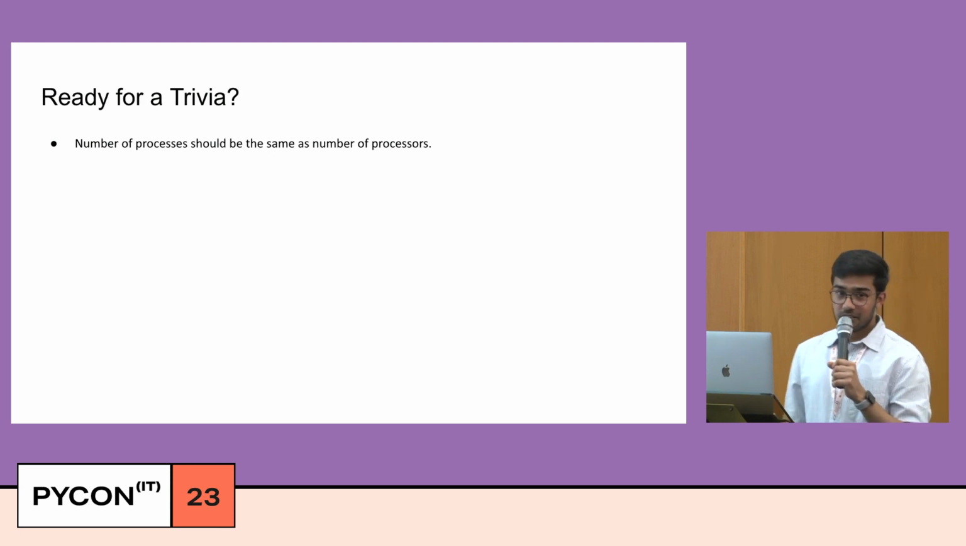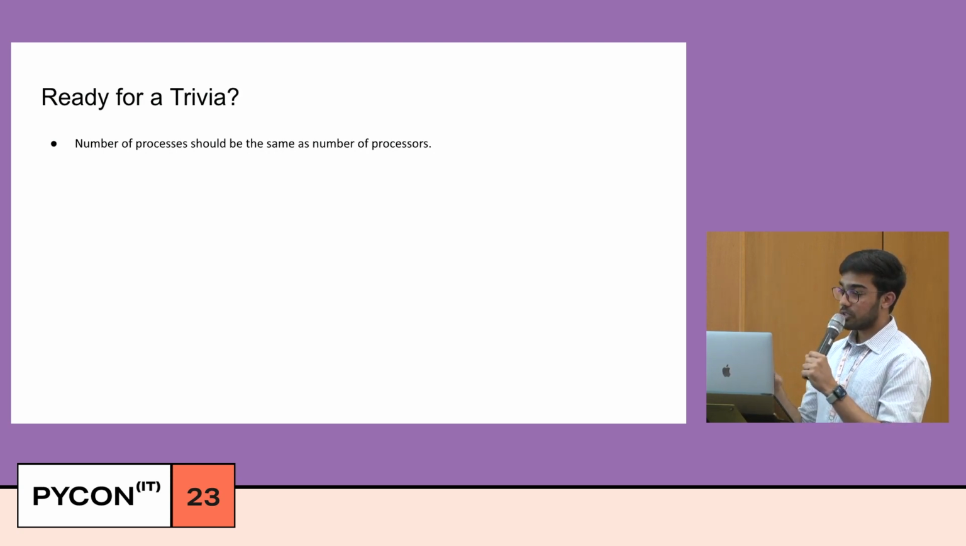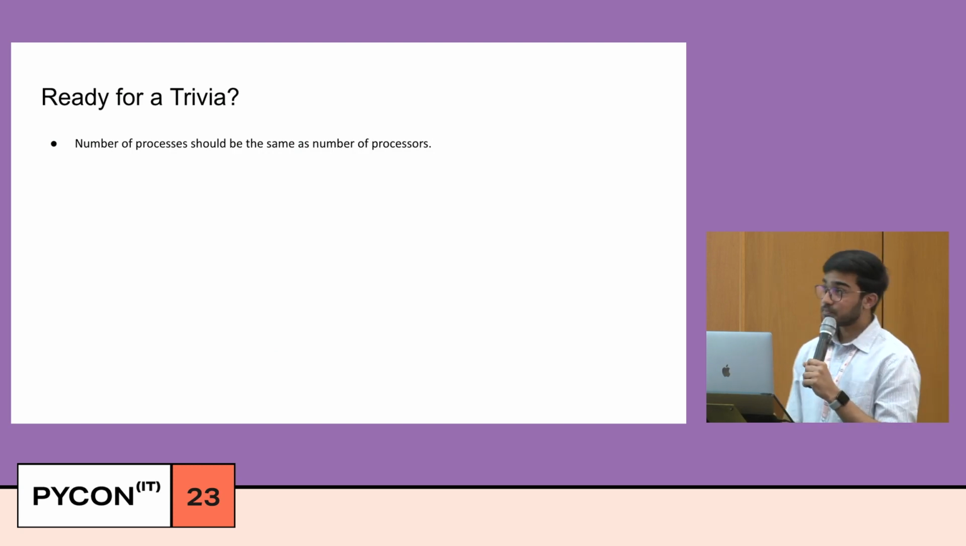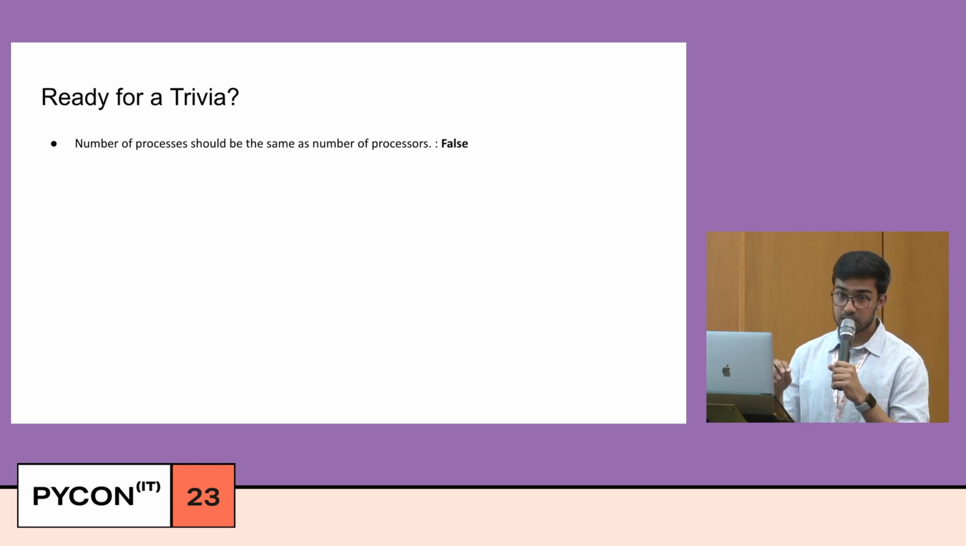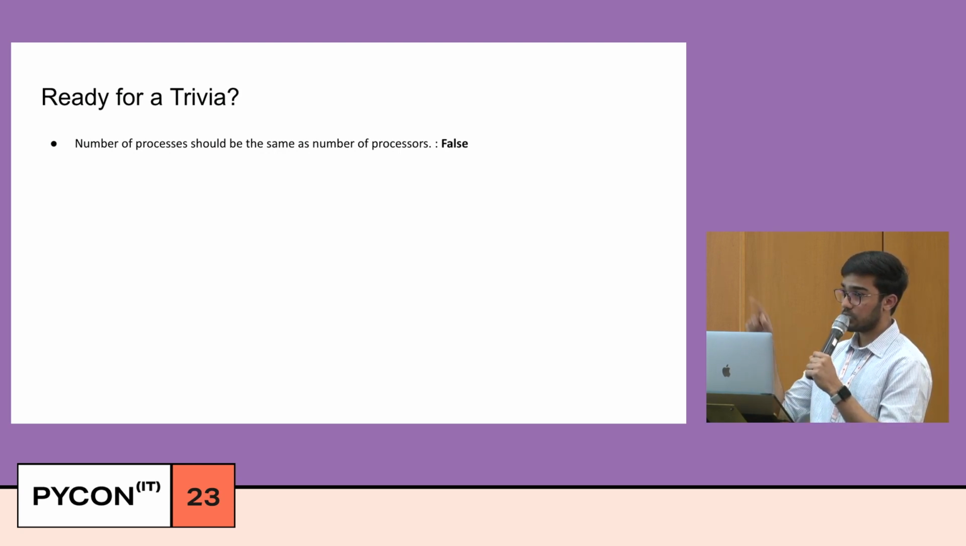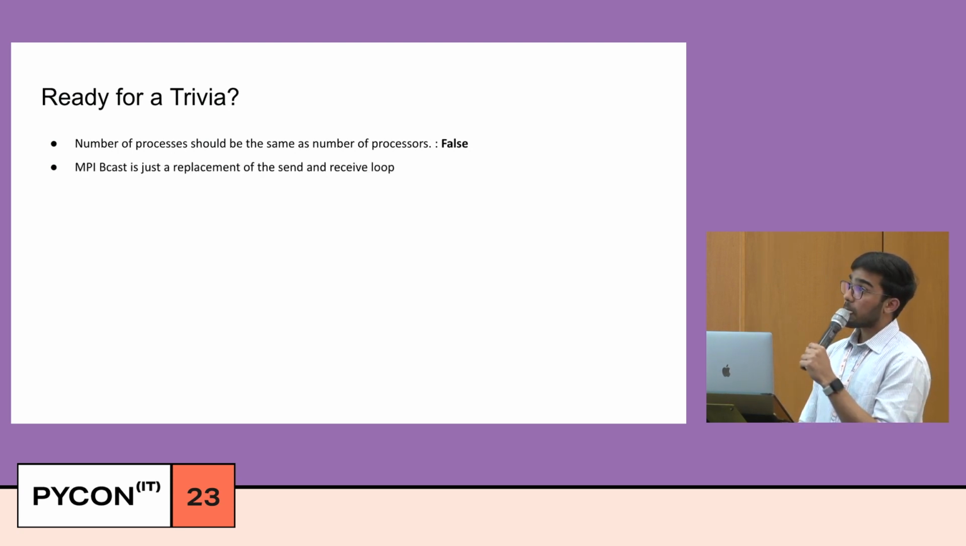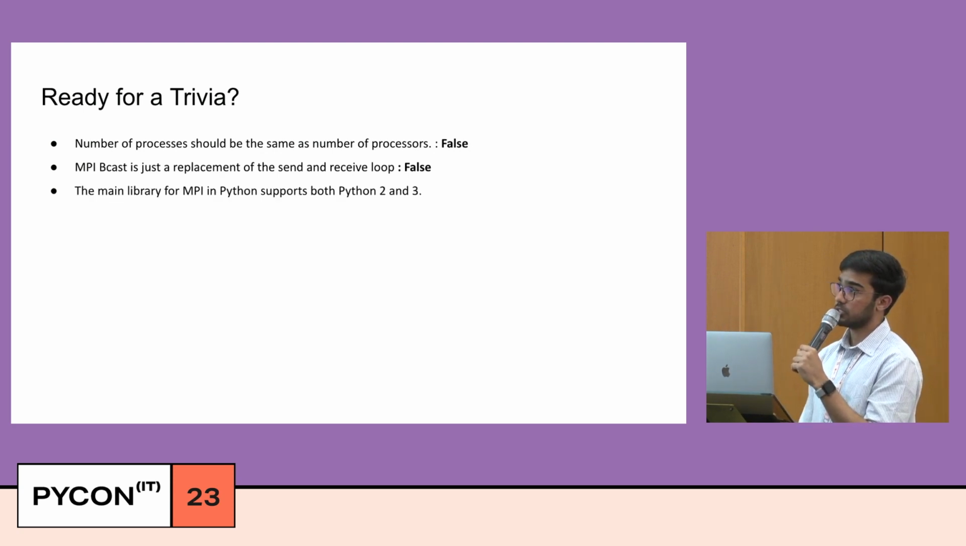Now, because we do not have a lot of time, I'll quickly go through some of the trivia questions that we had. I'll just display the question and then talk about whether it's true or false. The first one: the number of processors should be the same as the number of processes. This is false. I can even write an MPI program on a single core, but with the parameter as 4. What it does is execute the same program 4 times on the same core, same node. Then: MPI broadcast is just a replacement of send and receive. This is also false, because MPI broadcast is actually more optimal than doing a bunch of sends and receives.